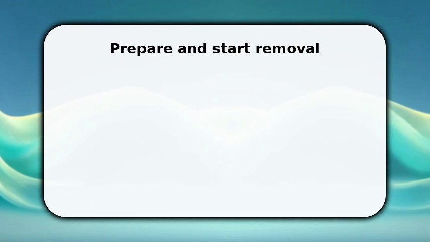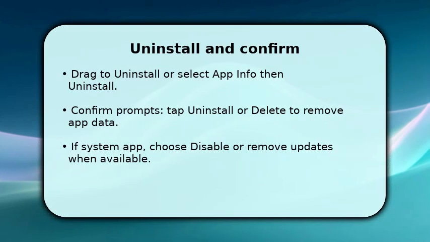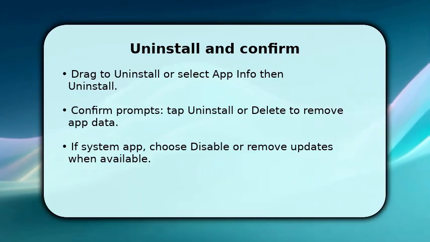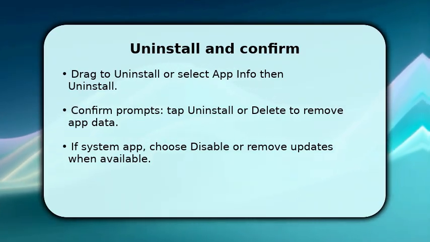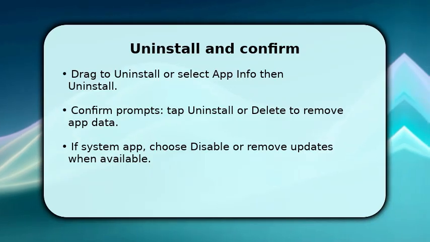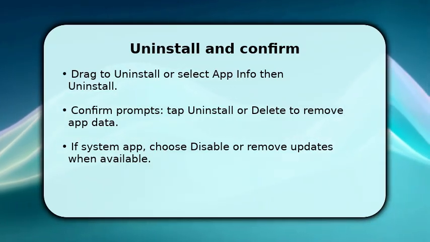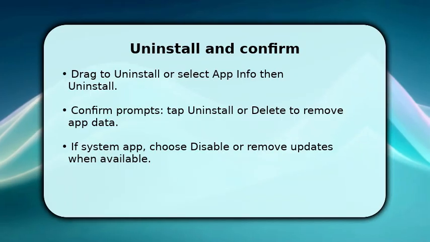Then move to the uninstall option to continue. Once the uninstall control is visible, drag the icon to uninstall or tap app info, then choose uninstall. This triggers the removal routine. You'll see a confirmation prompt. Tap uninstall or delete to clear app files and free storage.